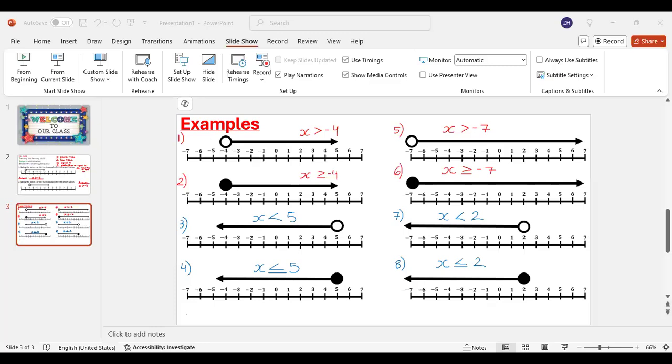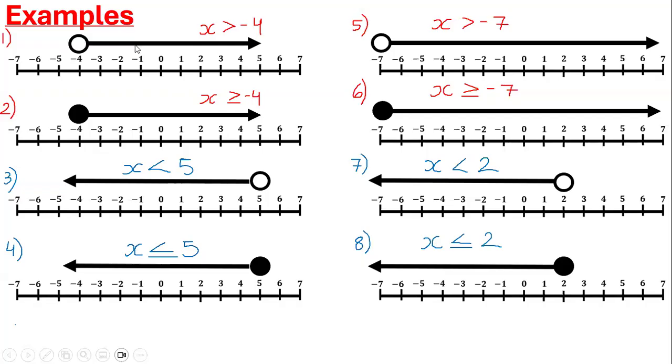Go ahead, Dior. Dior Smith, let me explain this to you. So the first one is saying that X is greater than -4, right? Now, why is it saying greater than -4? If we look at it here, these numbers are bigger than -4. So once it's to the right, it's going to be greater than. Does that make sense to you?